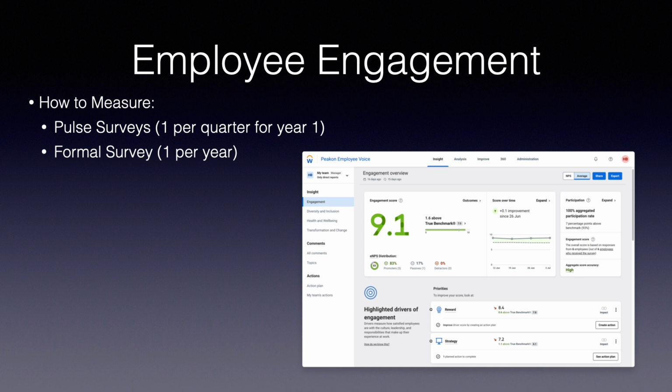We can also look at the participation rate, right? If we don't get a substantial amount of participation, then maybe we would have to pivot. But I think that this is a really good measure for us to look into how engaged our employees are.